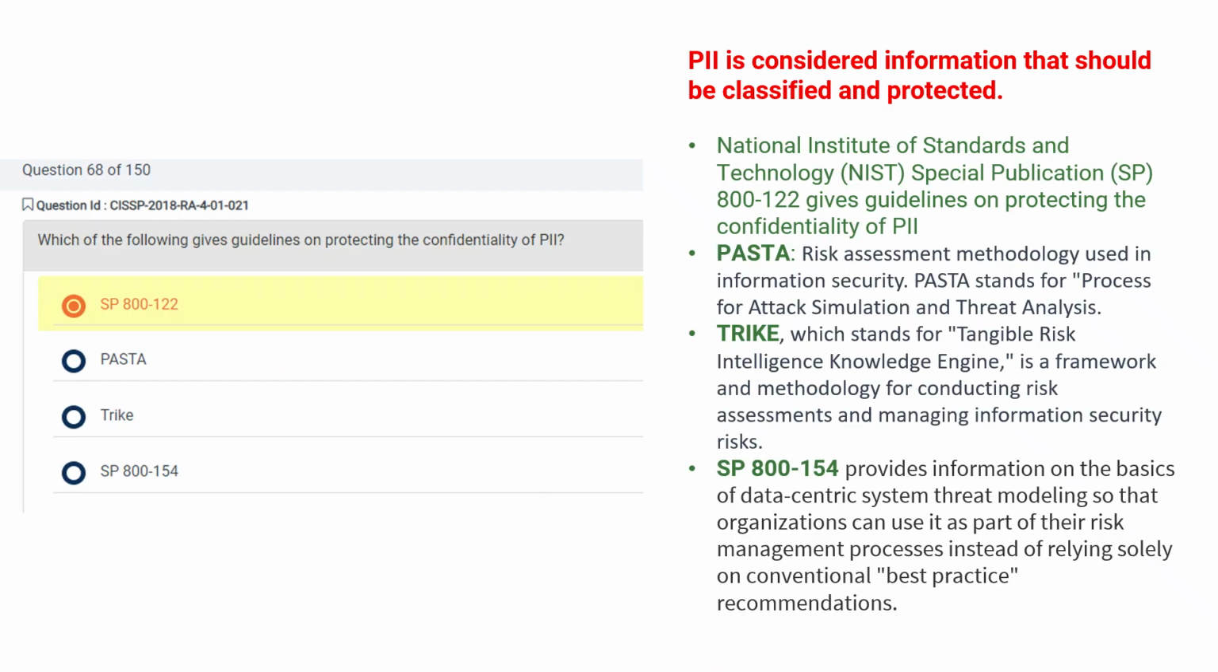The correct answer is SP 800-122. The National Institute of Standards and Technology, NIST, special publication SP 800-122, gives guidelines on protecting the confidentiality of PII. PASTA, risk assessment methodologies used in information security.